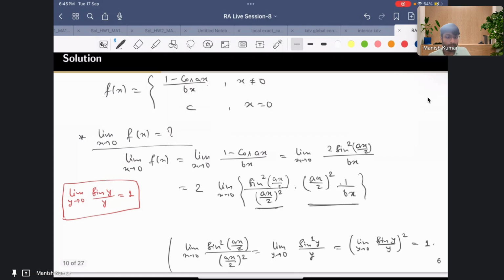Sir, here you have taken the value of y to be ax by 2 the whole square, correct? But in sine square, sorry, this is y square. Okay, this was the doubt, no?